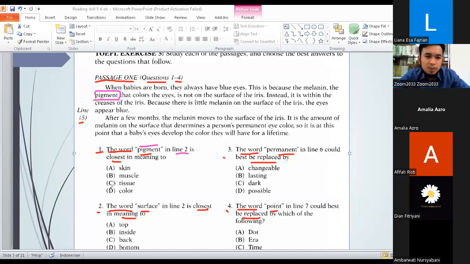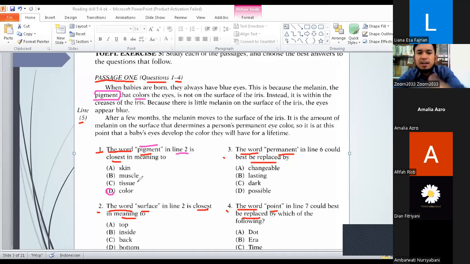So we can identify the answer as delta. Why? Take a look at the clue. When the baby is born, they have blue eyes. This is because melanin is the pigment that colors the eyes. So this is the clue: pigment that colors, the part of the body that colors our eyes. So we call number one delta.